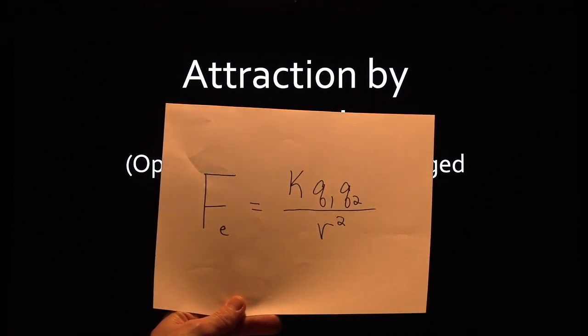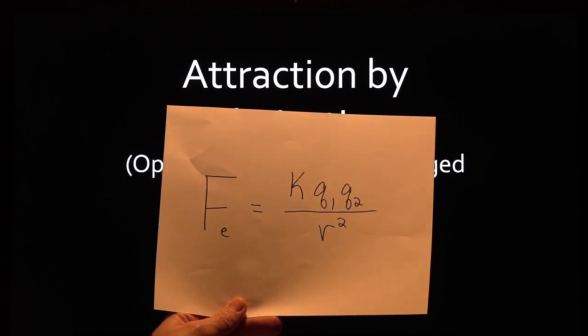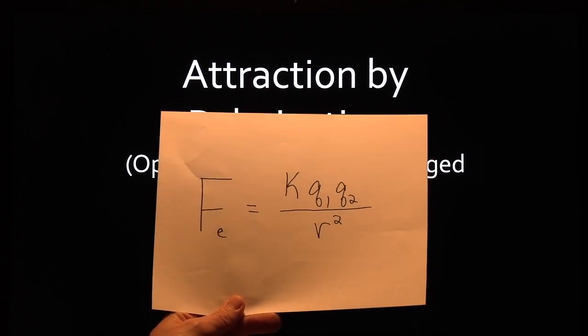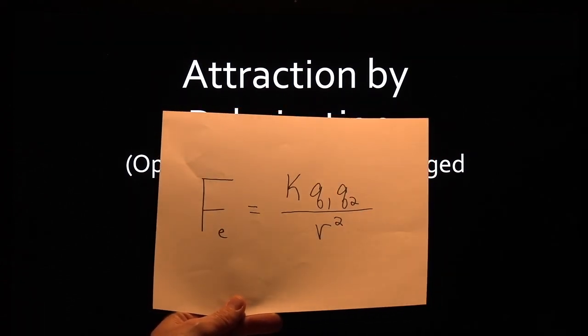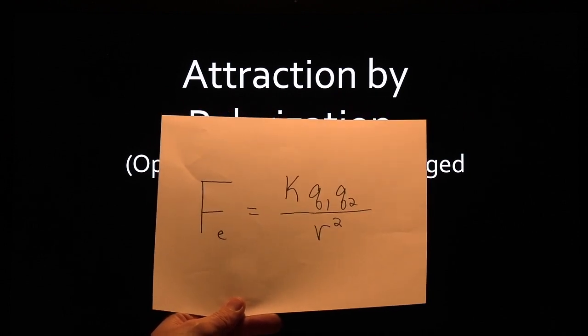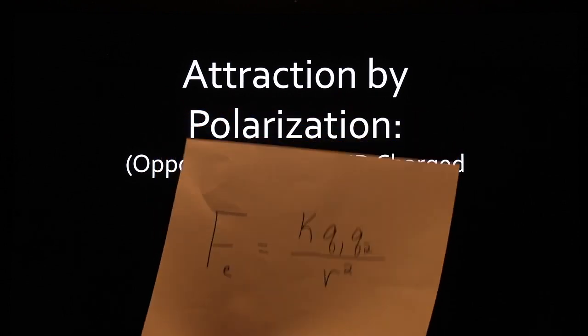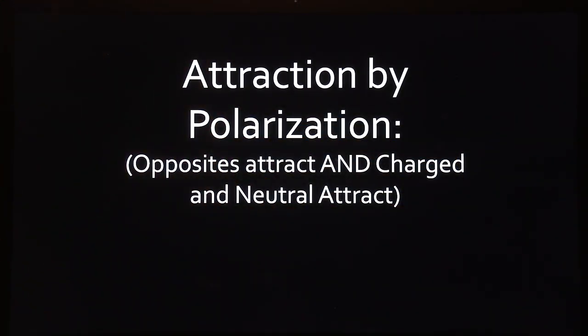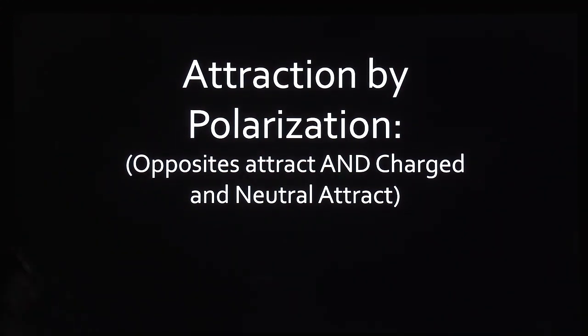And it turns out that you can have things attracted to neutral objects. Very fascinating thing. It's called attraction by polarization, which is the next thing we're going to look at right here. So attraction by polarization. Opposites attract, yes. And charged and neutral attract. So let's see how you could possibly attract a neutral charge.